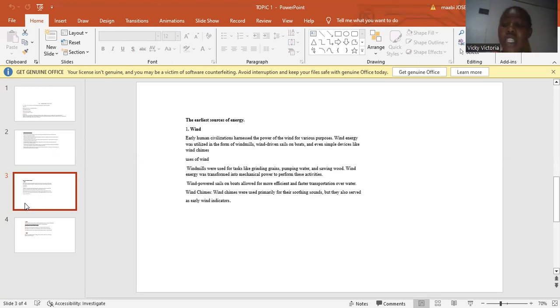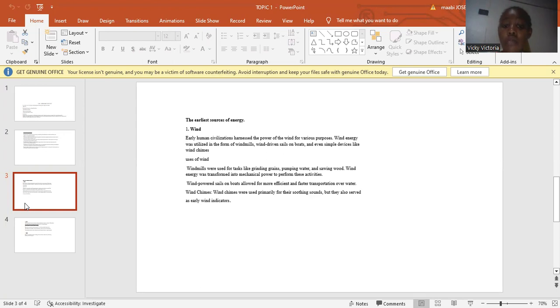No, it was not just a simple wind that we see being blown. It was transformed into mechanical power for it to carry out the activities, which are the grinding of grains, pumping water, and even sawing wood. Then wind-powered sails on boats allowed for more efficient and faster transportation over water.